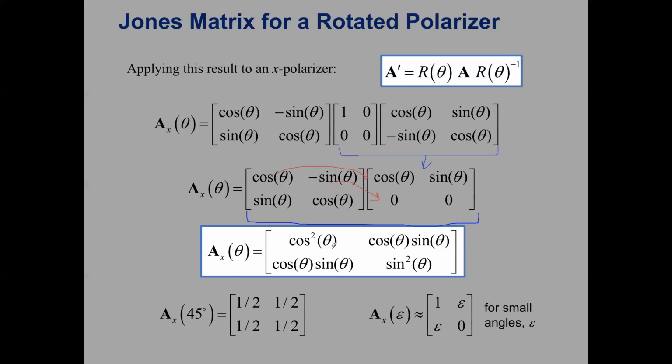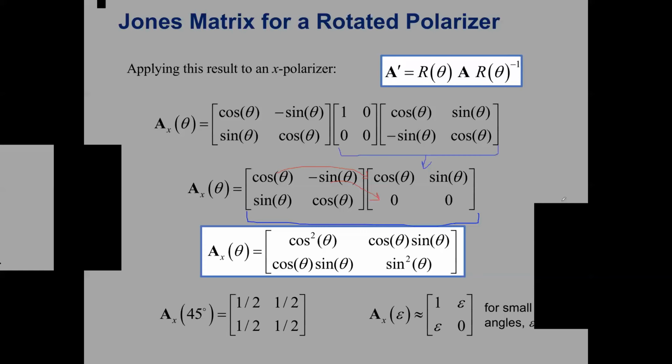You could also do a small angle approximation here. If you're rotating by a small angle epsilon, the matrix reduces to the form like this. So if the polarizer axis is rotated 1 degree or less from the x-axis, this is a reasonably good approximation.